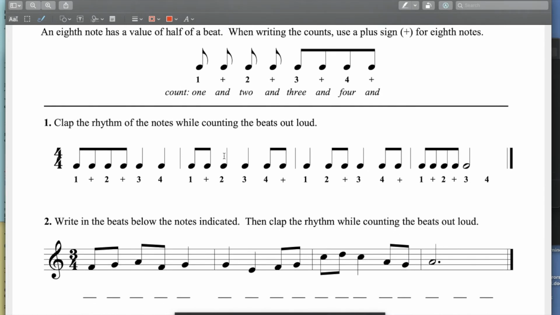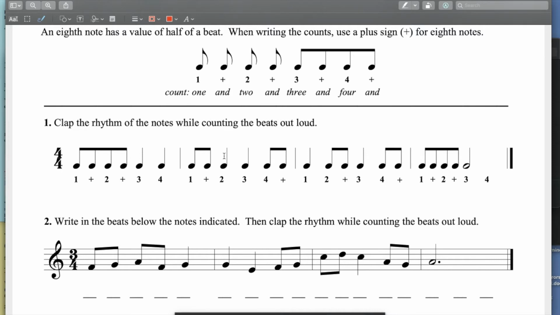Here, clap the rhythm of the notes while counting the beats out loud. I'm okay with just saying the numbers for you guys. Remember that if the beat's here, that's where the number is going to land. That's the 1, 2, 3, 4. If I have an "and," it's going to fit in between numbers.